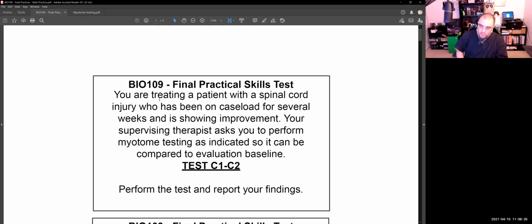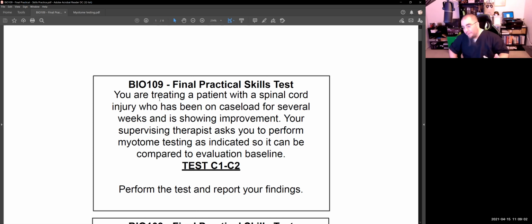That scenario card, once you draw it, you'll start with your normal introduction. You know, hi, my name is Mr. McKeever. I'm your physical therapist assistant for the day. Today, we're going to test your C1 and C2 muscles. Is that okay that I treat you? You've gotten consent, you've told them what you're doing, and you've introduced yourself, right? Then you're going to perform that test.